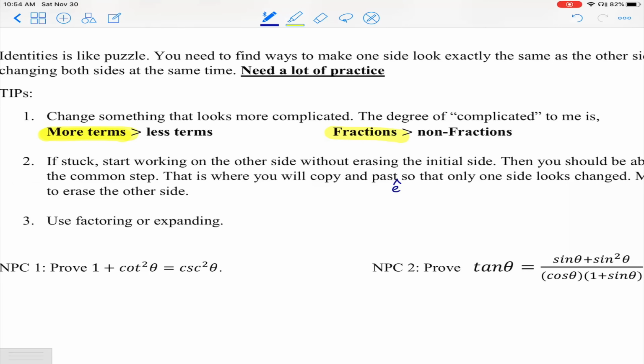Some teachers do not allow both left and right side changed, and I don't allow it in my class either. And then if you do need to use factoring or expanding, so yes, you need to go back to grade 10 and practice factoring if you're not so used to this.